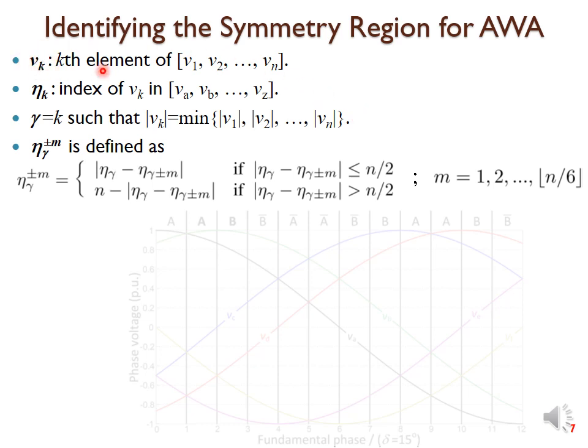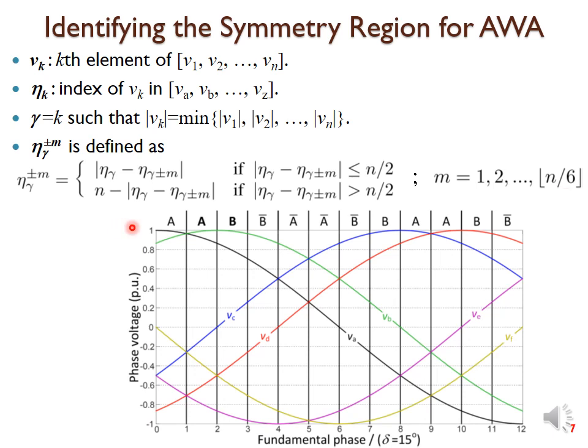Vk is the element number k in the array of voltages sorted from lowest to largest. Eta k is the index of Vk in the array of phase voltages Va, Vb, etc. Gamma is equal to the k value such that the absolute value of Vk is the minimum of the absolute values of the phase voltages. Finally, we have these variables defined in this manner depending on these two conditions, where m goes from 1 to the floor function of n over 6.